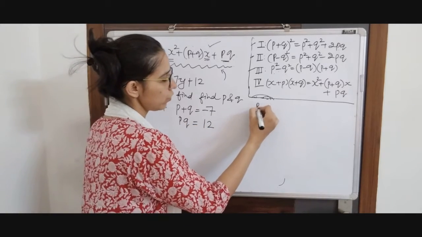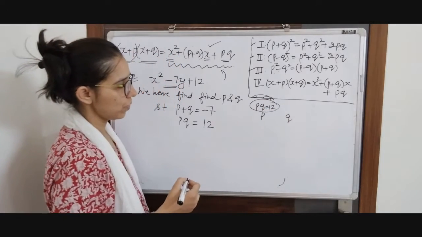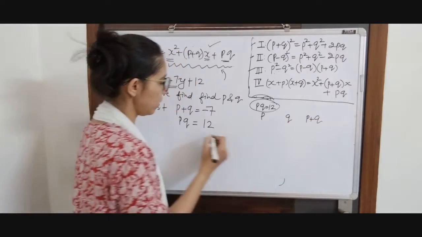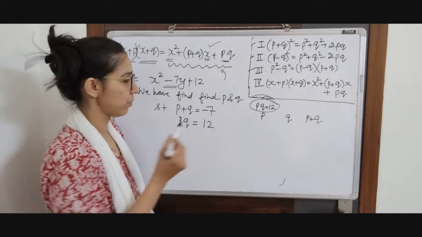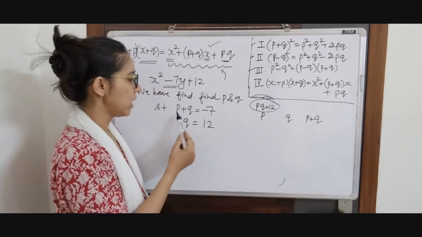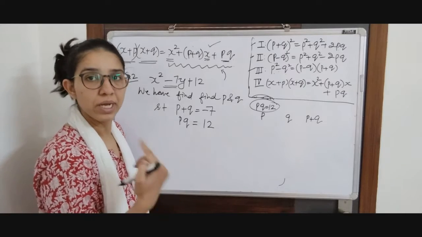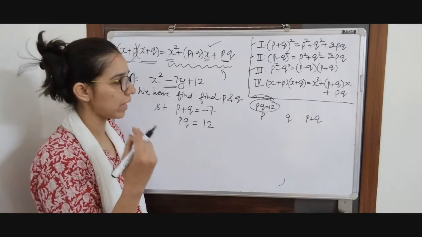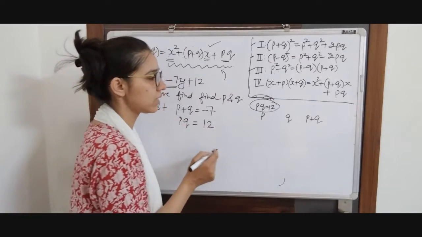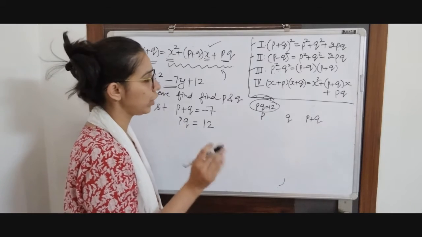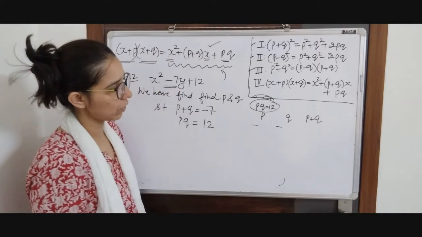Now p into q equal to 12. We have to write the combinations for these two, and check if the sum comes out to be minus 7 or not. See that the product is a positive term, but the sum is a negative term. It means both the numbers have to be negative. You can check by small examples. If the sum is negative and the product is positive, both numbers are going to be negative.